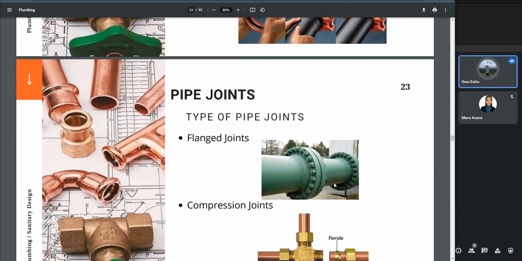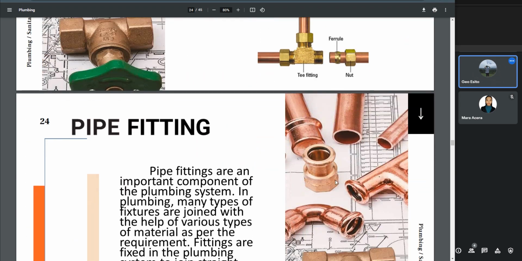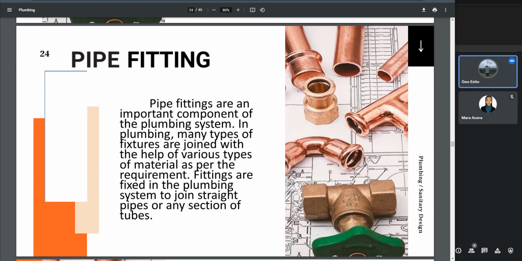Next is the flange joint. This joint is commonly used for joining pipes in pumping stations. Next is the compression joint. These are applied to join the pipe without any preparations. The cost of installation of these joints is very economical. The pipes having plain ends are joined by fixing fittings at their ends. Now let's go to the pipe fittings. Pipe fittings are an important component of the plumbing system.